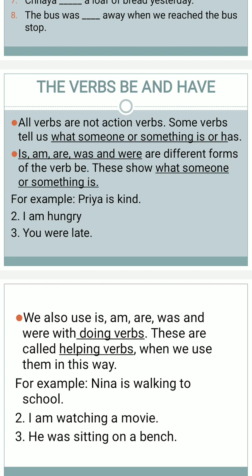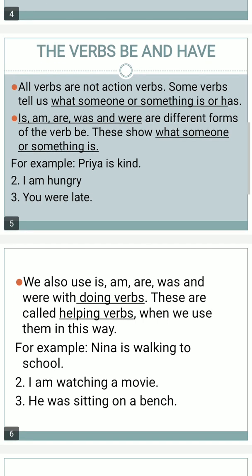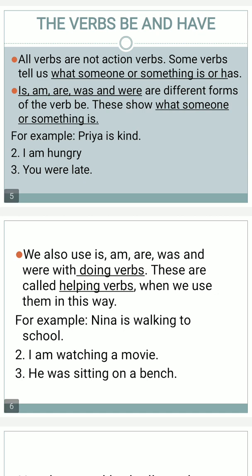For example, Priya is kind. They basically show a quality. I am hungry. You were late. Kind, hungry, and late represent the qualities of a person. So these are represented with is, am, are, and were. Those are the forms of be.